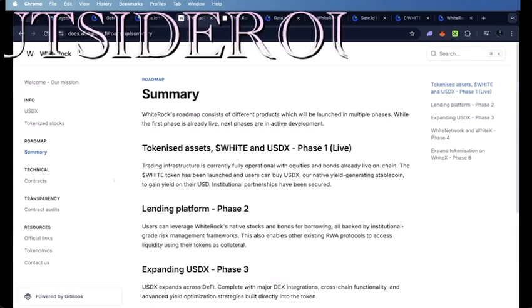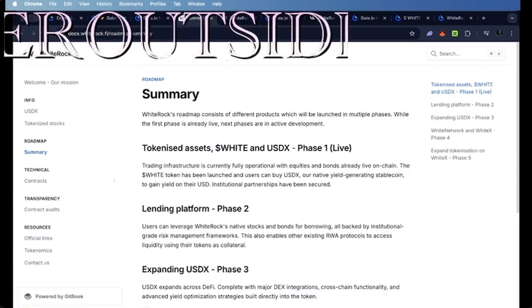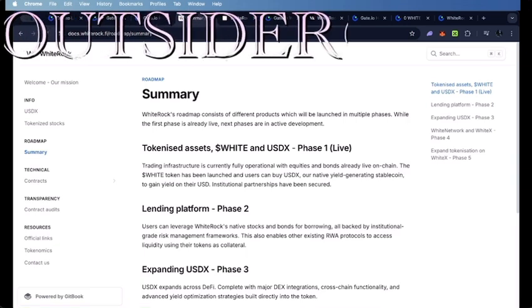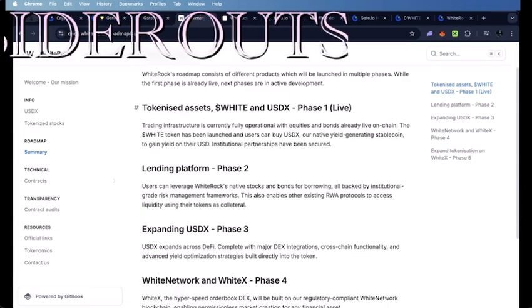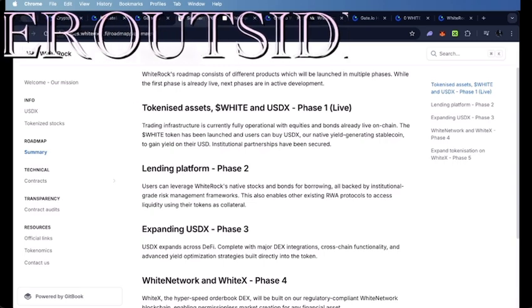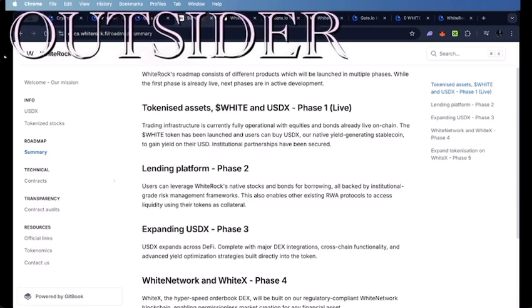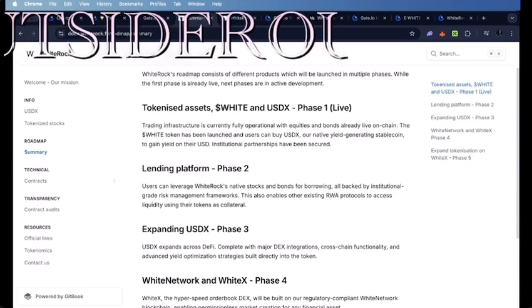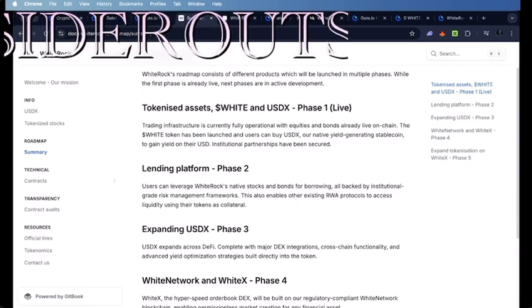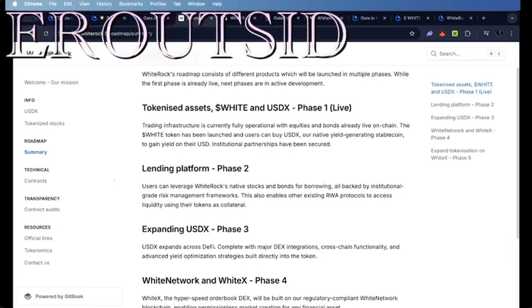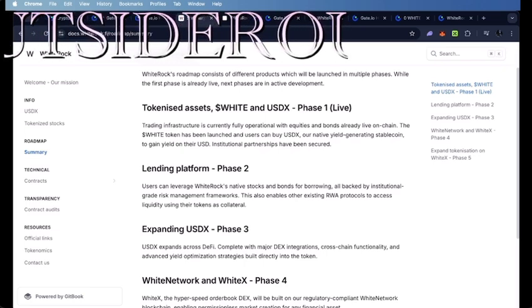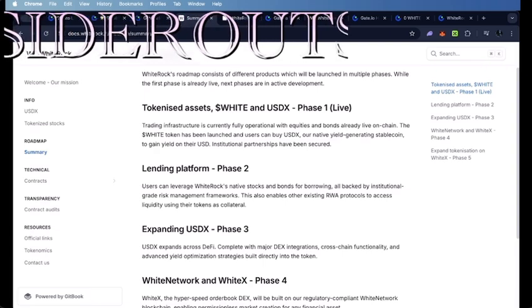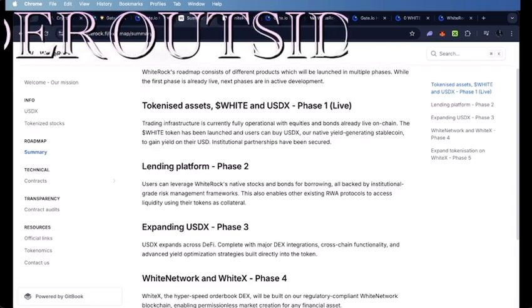The White roadmap consists of different products which will be launched in multiple phases. While the first phase is already live, the next phases are in active development. Tokenized assets, White and USDX, Phase 1: live trading infrastructure is currently fully operational with equities and bonds already live on chain. The White token has been launched and users can buy USDX, our native yield generating stablecoin, to gain yield on their USD. Institutional partnerships have been secured.